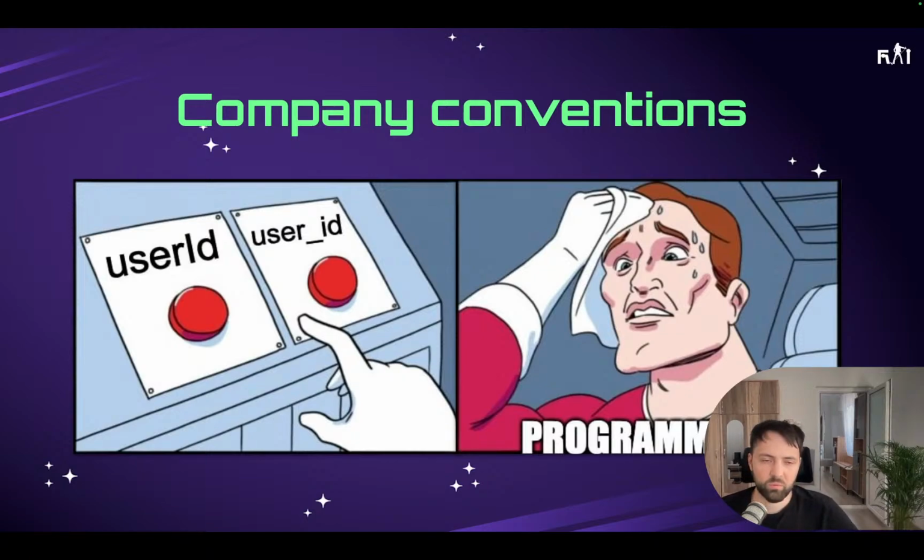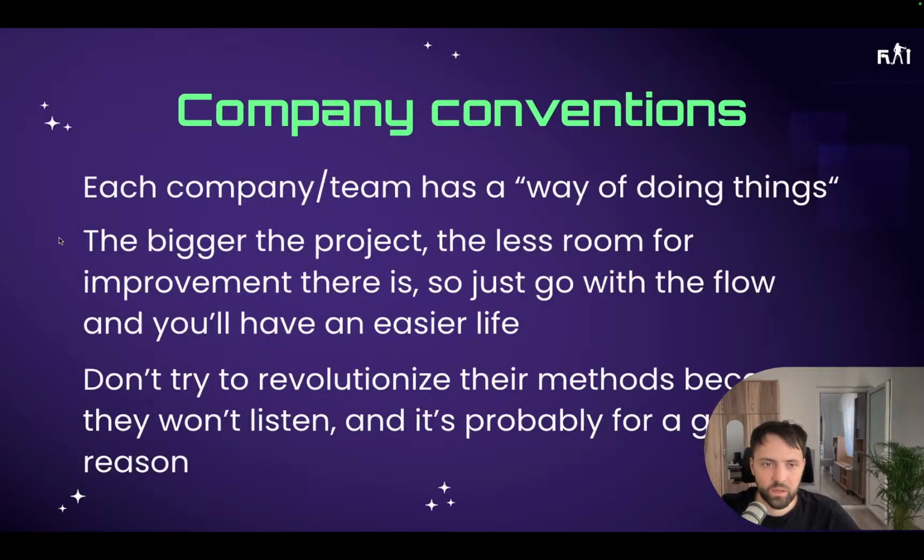Basically, the rule is to follow the current convention, the coding style that's in the project, just follow the existing one. Maybe you will be working on two projects at once at some point, and the first one uses one convention and the second another. You just have to keep it consistent there. Each company or team has a way of doing things. And the bigger the project, the less room for improvement there is. So just do what they do, and you'll have an easier life.